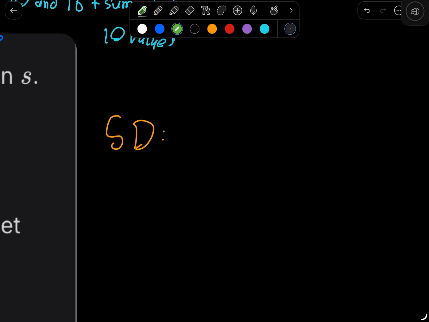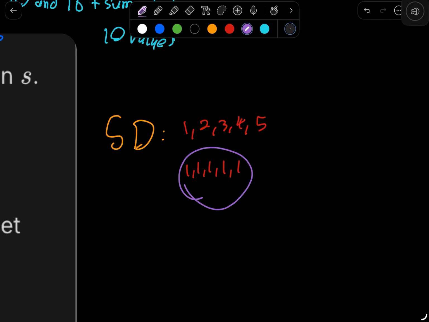So, for example, you might have a data set where the numbers are 1, 2, 3, 4, and 5. And if you compare that to a data set with only ones, of course, the data set with only ones has less variance, because frankly, all of them are the same number. Whereas this data set is more spread out, it has more different numbers. So that's why the ones would have lower standard deviation, because it has less variance.